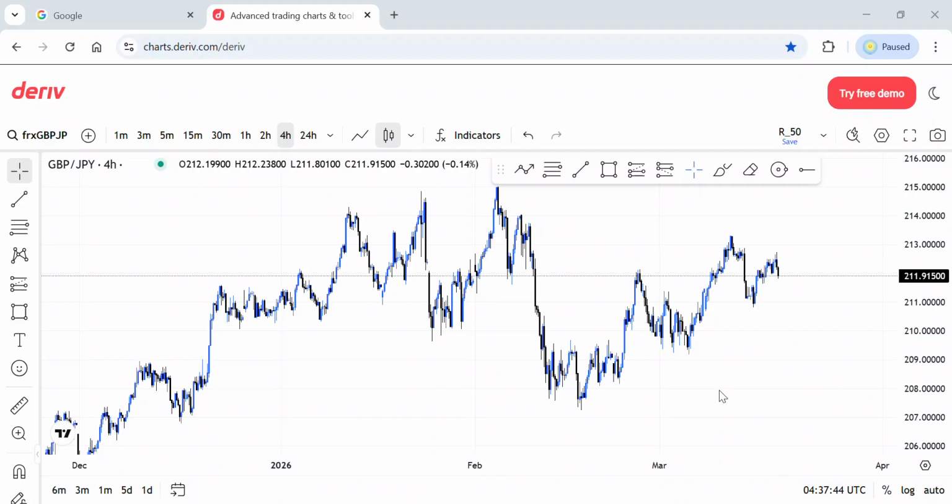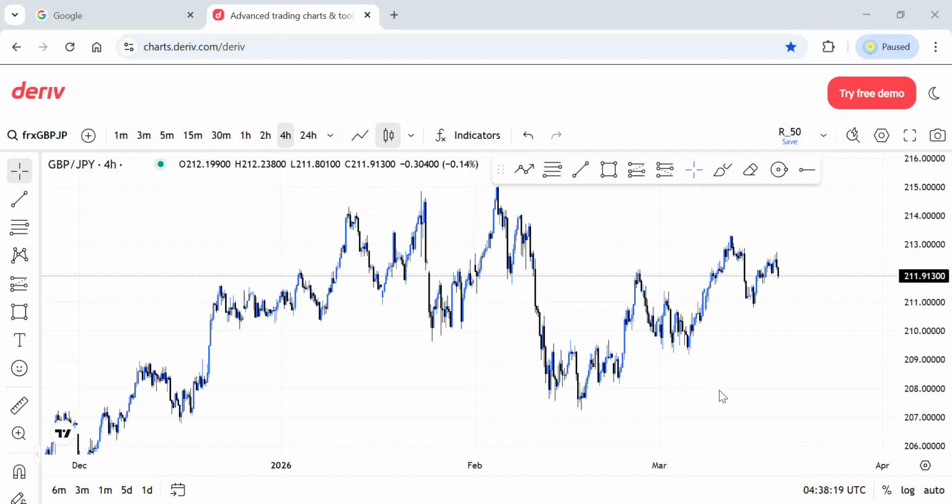So now let's quickly do something more practical. If you're making use of 4 hours as your bias time frame, then you should be making use of 1 hour as your trend time frame, and 15 minutes as your entry confirmation time frame. If you are making use of one day as your bias time frame, you should be making use of 4 hours as your trend time frame, which is also the structural time frame, and 1 hour for your entry confirmation time frame.